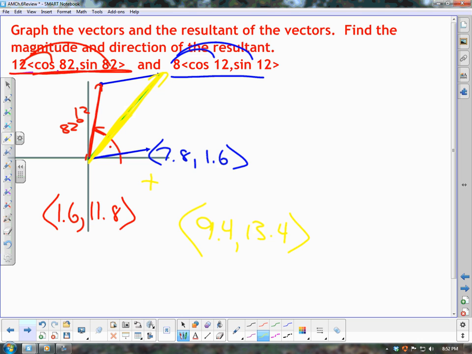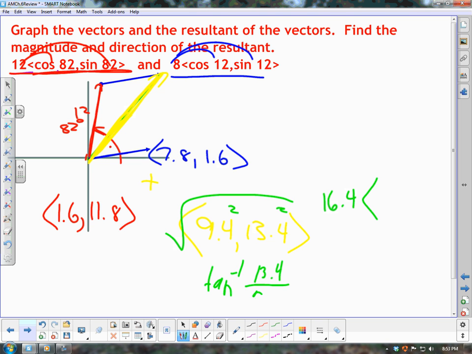And then the magnitude of it is that squared and the square root. And so the magnitude is 16.4. And the direction angle would be to take inverse tangent of 13.4 over 9.4, and that is going to be 54.9 degrees. So cosine 54.9 comma sine 54.9.